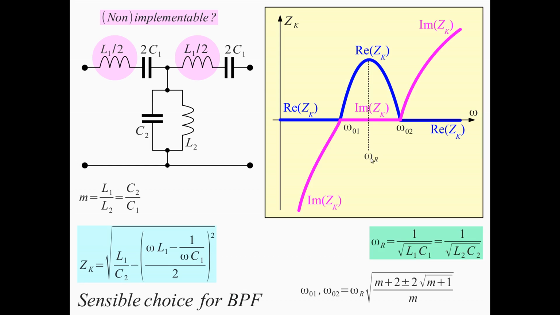The resonant frequency is exactly in the center, in the geometrical center of the passband. And we have a stop band with imaginary Zk below and above. So this is the usual design of a bandpass filter, and we can use this design as long as these inductors can be implemented. But this is not always the case. This is a theoretical result, very good for wide bandpass filters, but almost useless for narrow bandpass filters, because we cannot implement these inductors here.